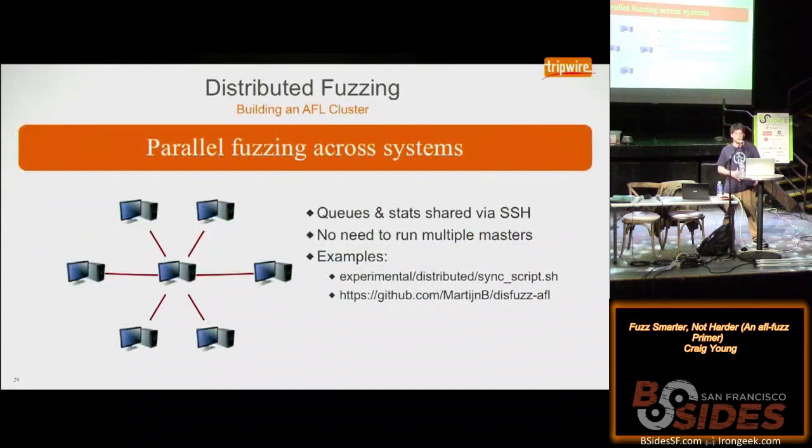So once you've got parallel fuzzing going and you've maxed out your box, the natural progression from that is to start distributing the fuzz across multiple boxes. So this is basically running parallel, using afl-fuzz with the master-slave model, but across multiple boxes. What you need to do here is just on the other boxes, you need to copy or periodically synchronize the queue and the fuzzing stats over to the other nodes so that everything can benefit from that.